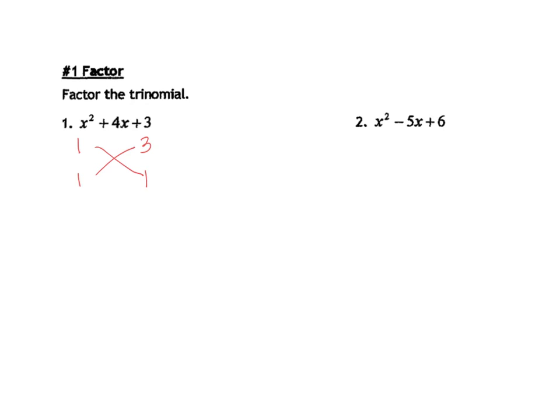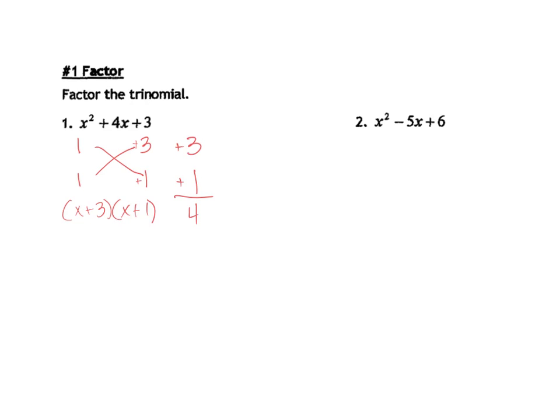Okay, cross multiply. 1 times 3 is 3. 1 times 1 is 1. Can a 3 and a 1 make my B, make 4? Yeah. Good. What signs do they have to be? Positives. Which means that this 3 is positive and that 1 is positive. X plus 3, X plus 1. There you go. Cool.